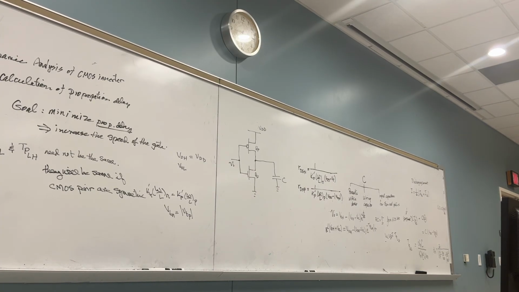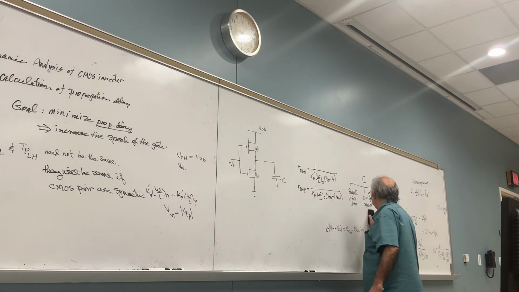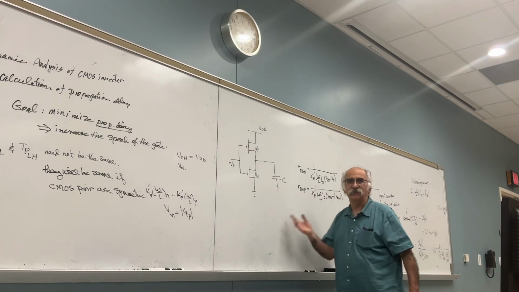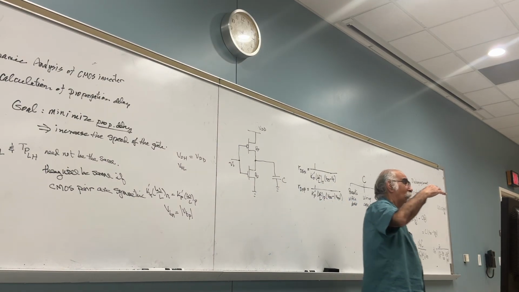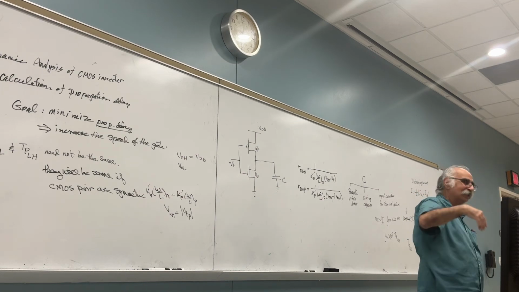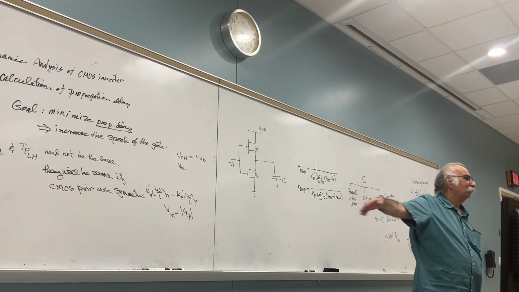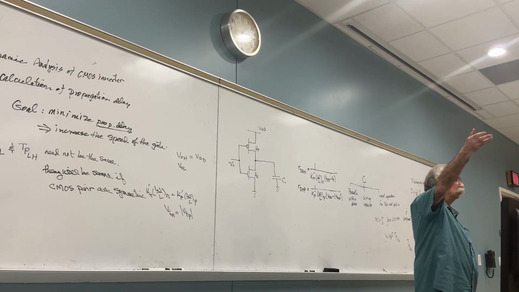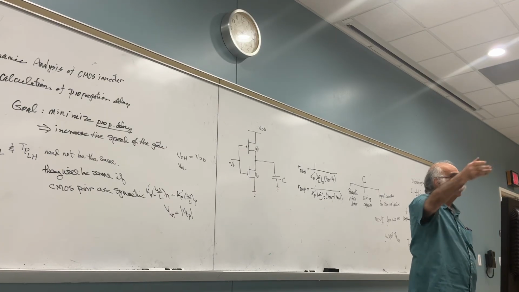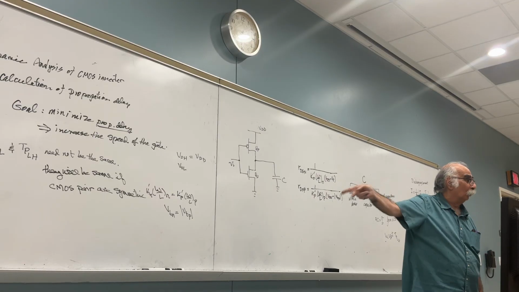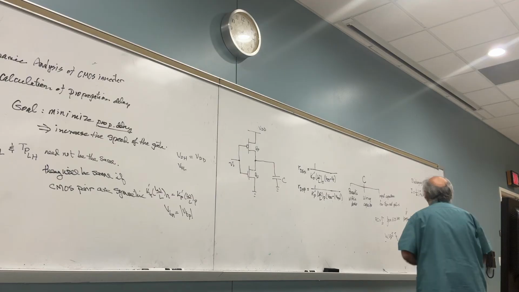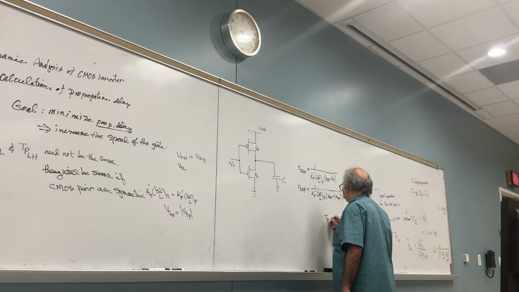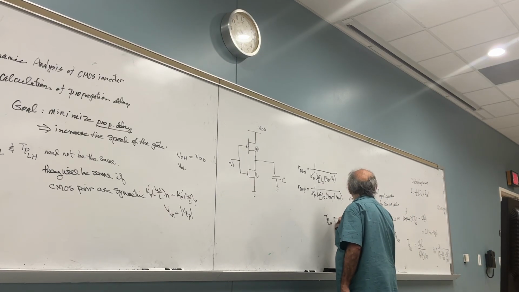Now, similarly, I'm not going to repeat the analysis, I'm just going to write the equation. The analysis is that when the input changes from low to high again, what will happen to the capacitor? The capacitor will begin to charge, through the PMOS. Which means t_pLH is equal to what?